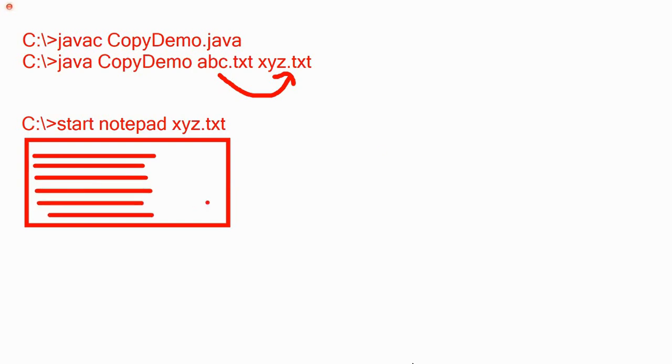See, I'll compile like this: javac CopyDemo.java. I'll execute java CopyDemo. Two file names I'll pass. The abc.txt file content I want to copy into xyz.txt. Then I'll open start notepad xyz.txt. Then the abc content appears, whatever is copied. So this is the task. This is the diagram.